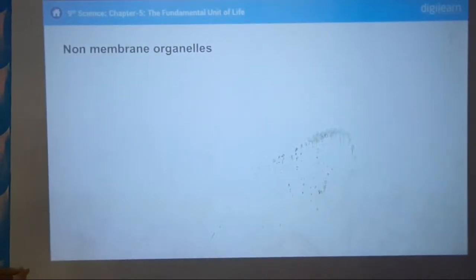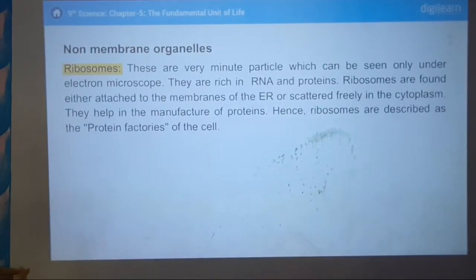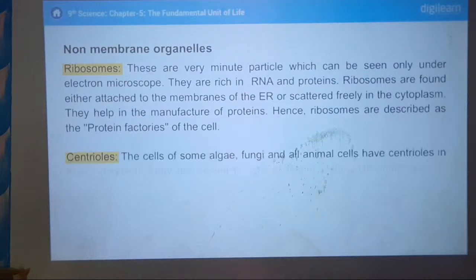Non-membranous organelles. Ribosomes. They are minute particles which can be seen only under electron microscopes. They are rich in RNA and proteins. Ribosomes are found either attached to the membranes of the endoplasmic reticulum or scattered freely in the cytoplasm. They help in the manufacture of proteins. Hence, ribosomes are described as the protein factories of the cell.